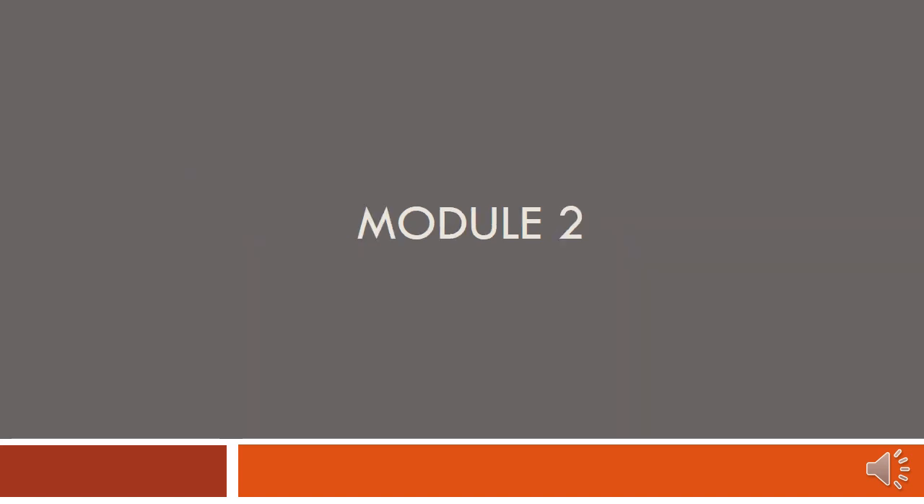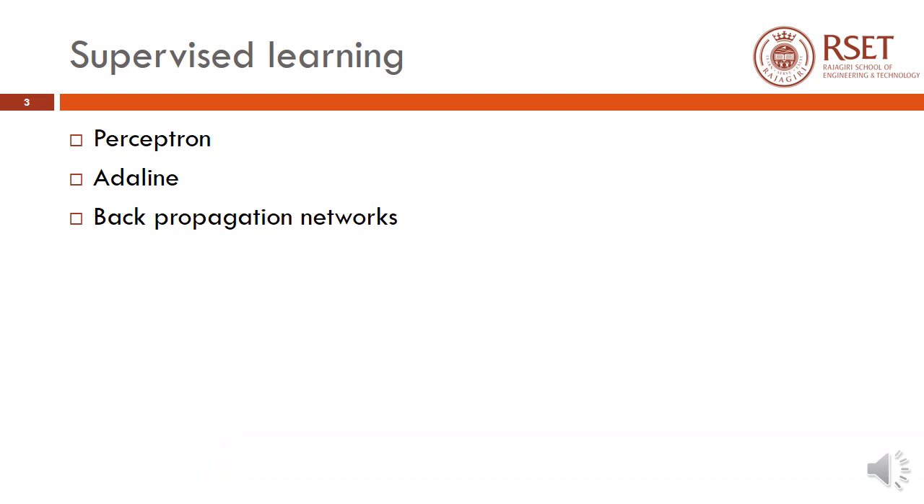In this presentation, we will be discussing the topics of the second module of Soft Computing. The major topics discussed in this module are supervised learning. Out of supervised learning, three kinds of neural networks are discussed, which are perceptron, adaline, and backpropagation networks. In this presentation, we are going to study in detail about perceptron.